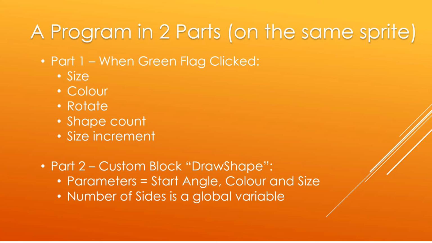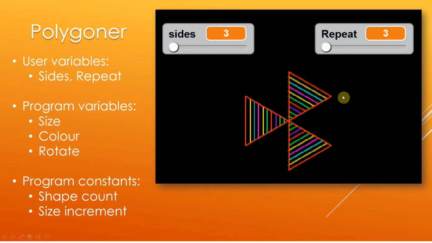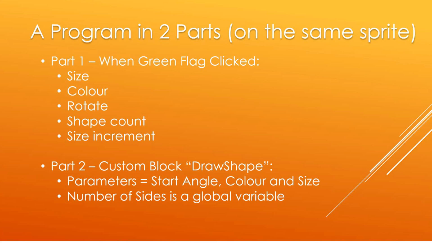Alright. So we are going to do our program in 2 parts on the same sprite. If you notice, we didn't see a sprite on our screen, so that means we are going to have to hide the sprite when we start writing our program. Part 1 is the big stuff. When we click on the green flag, we are going to fiddle with the size, color, and rotation of the triangles, and have a look at the shape count and the size increment. Part 2 is going to be a custom block which we create called draw shape.